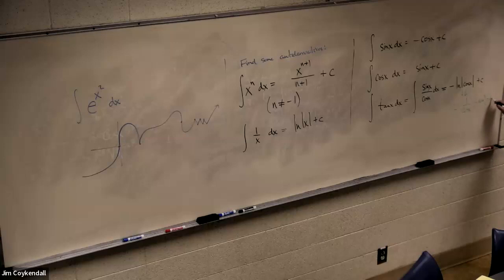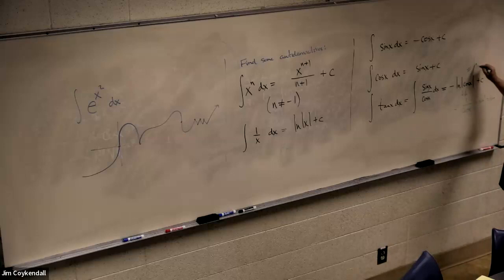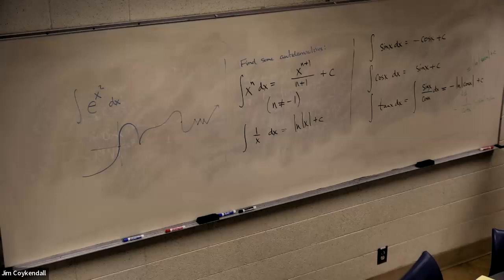Another way to write this is natural log of secant of x. By the way, you all see the connection here to here. Right, I took that negative sign and pulled it up here, making it a power of cosine. Check this: you get 1 over secant. So that's good.